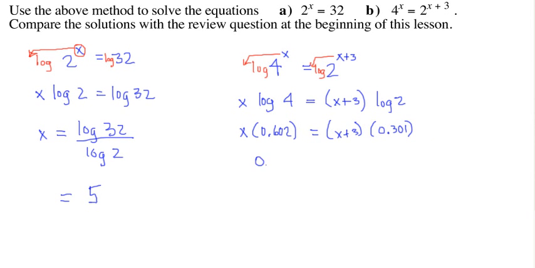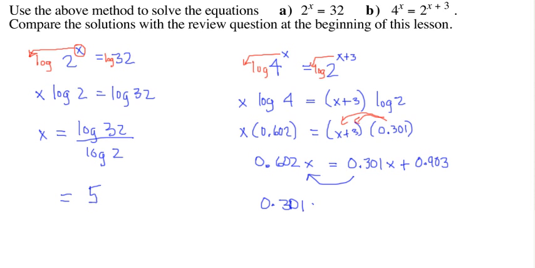Rewrite that a little bit. 0.602x equals, this 0.301 distributes through the parentheses, so we get 0.301x plus 0.903. Get all our x's to one side. This is ordinary algebra that you've done a gazillion times. It's just now we're doing it with very unpleasant numbers. And if you divide that out, you should get x equals 3. And if you work this out algebraically, I believe you can find 3 works just fine.